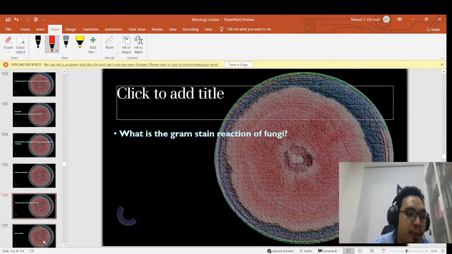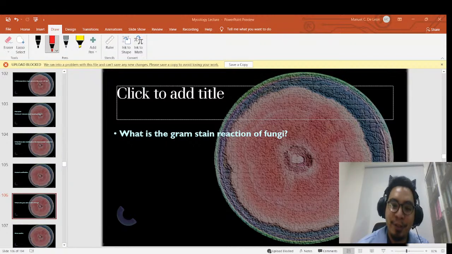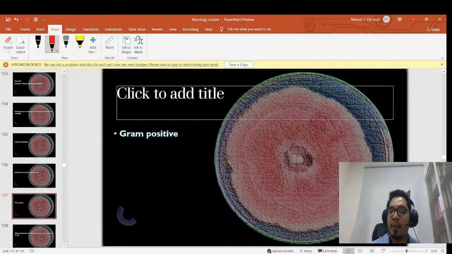All right. So I didn't put anything else on that one because I don't want you to suffer from information overload. So next one is what is the gram stain reaction of fungi? Is it gram negative or is it gram positive? Anybody? What is the gram stain reaction of a fungus? Rana raised her hand. What's your answer, Rana? Gram positive po. Wonderful. Okay. So gram positive is the correct one. So fungi stain gram positive.